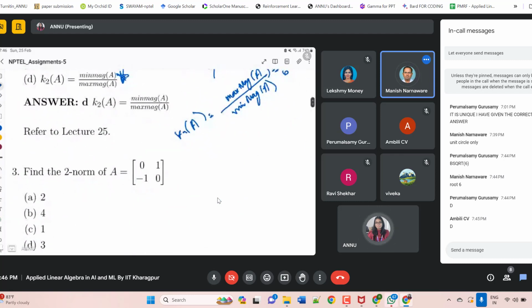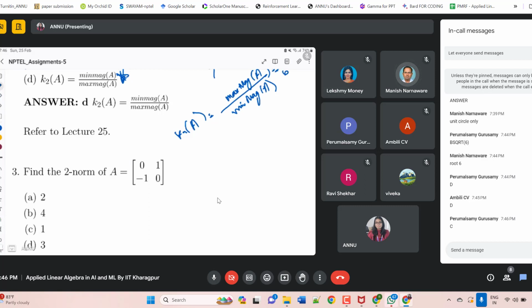Now tell me the answer for 3. Manish, I request you to please mute your mic. So you can calculate the 2 norm of A, that is Guruswami is telling C. Yeah, Viveka.